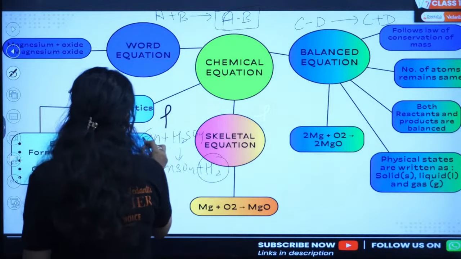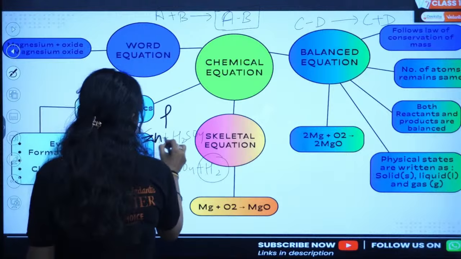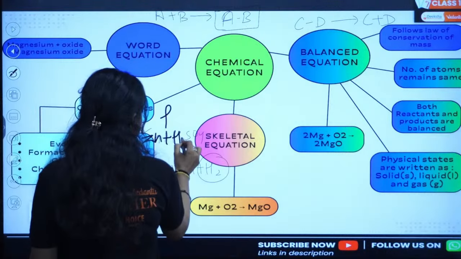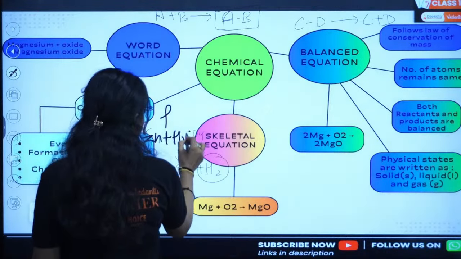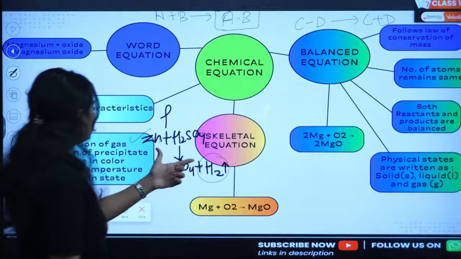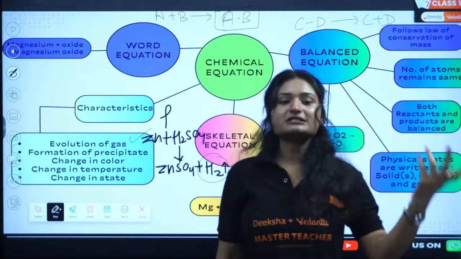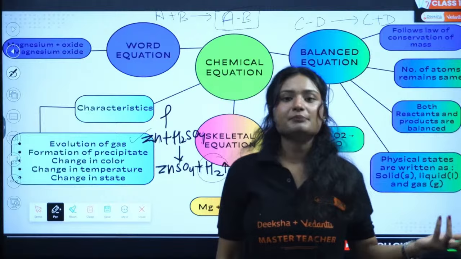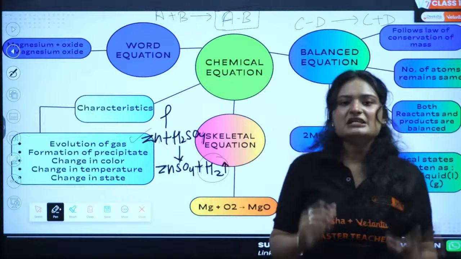Okay, so when zinc and sulfuric acid are combined, hydrogen gas is getting evolved. This is a chemical reaction. Okay, that is one characteristic. Characteristic means how do you identify what is happening. Second is formation of precipitate.